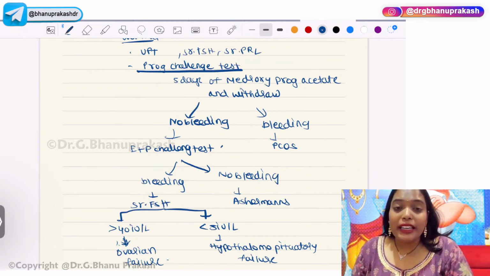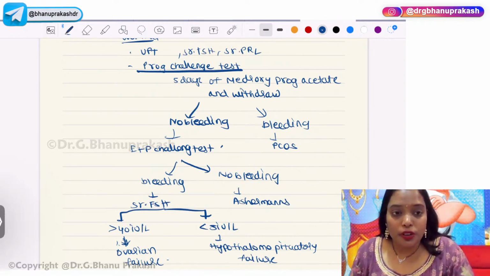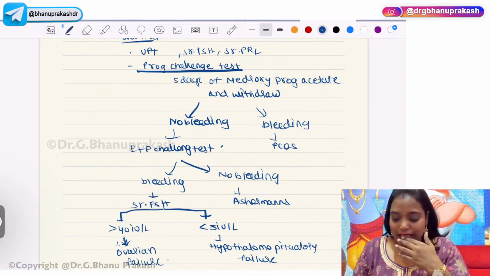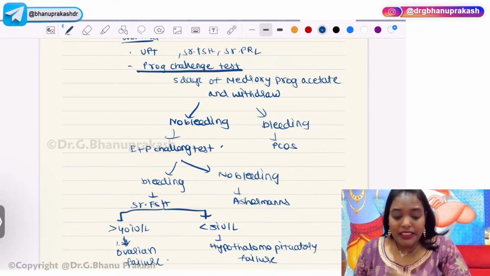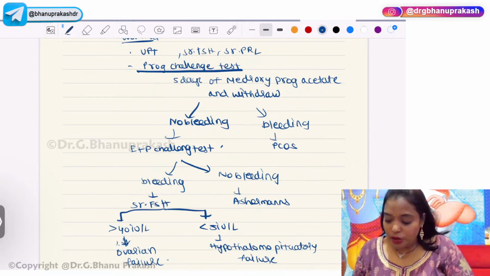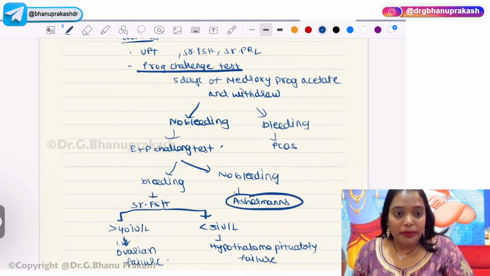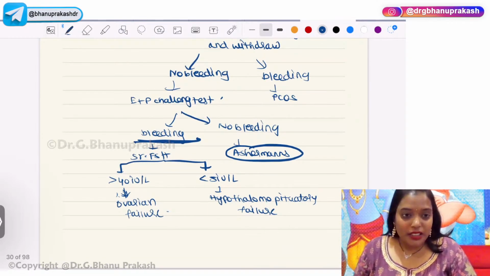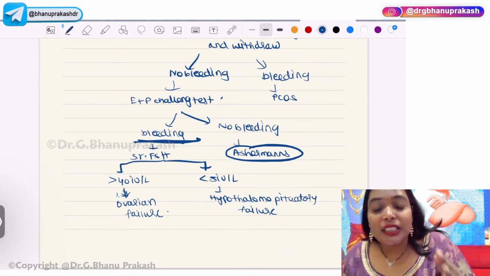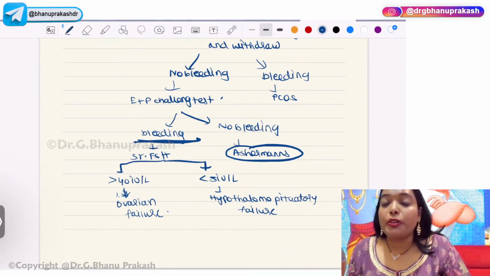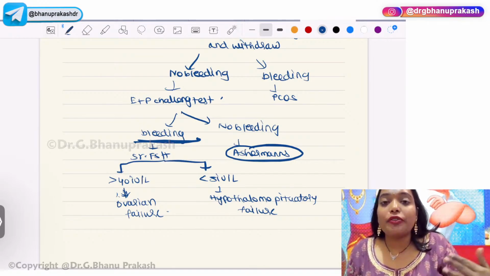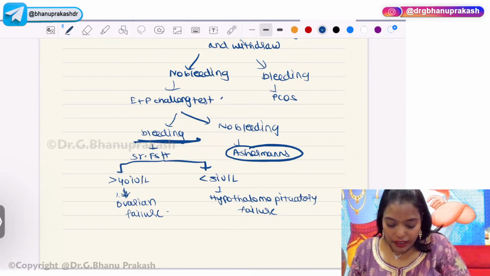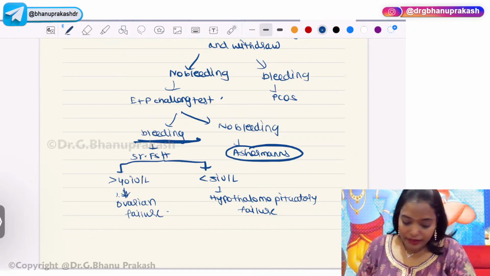If there is no bleeding even after giving 5 days of medroxyprogesterone acetate, then you should give estrogen plus progesterone challenge test. If still there is no bleeding, then it is Asherman. If bleeding is present, then do serum FSH. If serum FSH is less than 5, it's called hypothalamo-pituitary defect. And if it is 40 or more than 40, it is called ovarian failure, right?